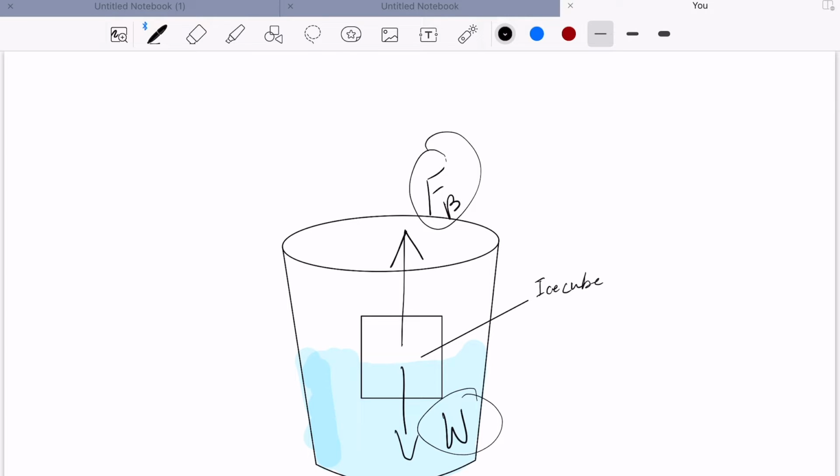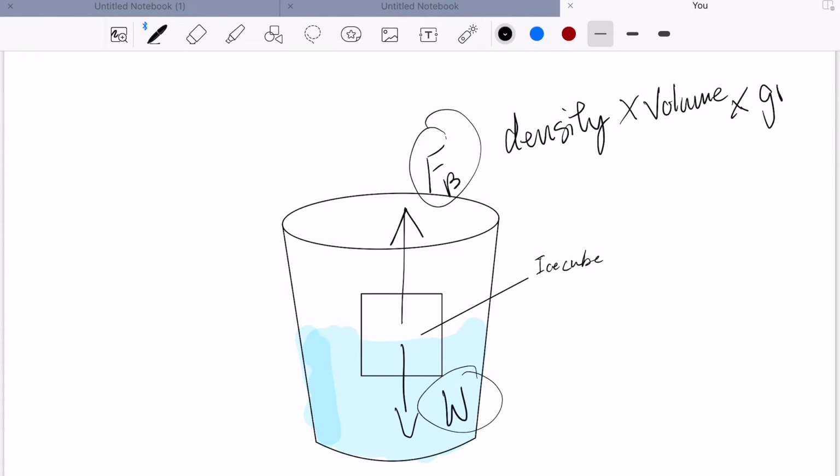Well, for the buoyancy force, the equation would be equal to the density of water times the volume of water times gravity. So by finding these three values, we can basically calculate the buoyancy force.